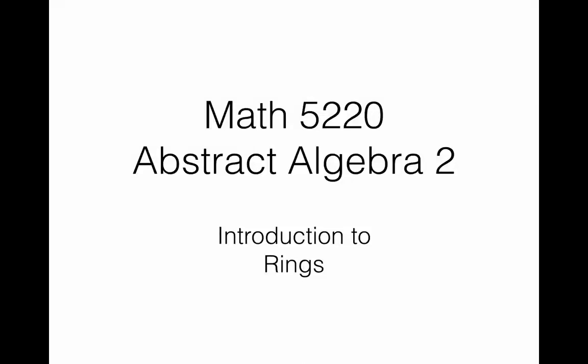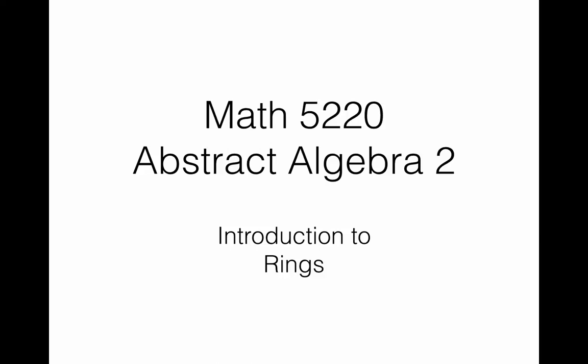In this lesson, we will introduce the algebraic structure of rings. Up until now, we have studied groups which possess a single binary operation. Now we'll begin our study of rings, which are sets that naturally possess two binary operations, which we will call addition and multiplication. So a common example of a ring is the set of integers, or the set of real numbers, which have these normal operations of addition and multiplication that we're very familiar with.